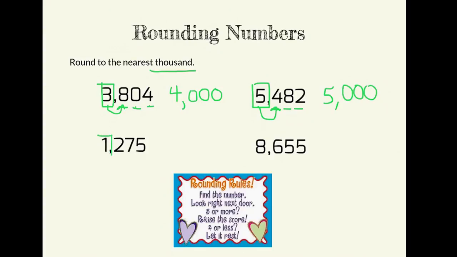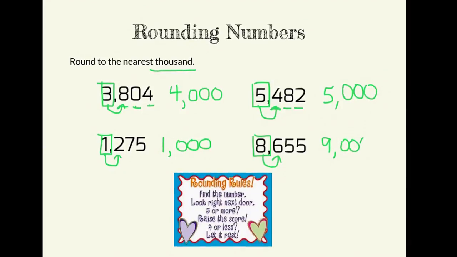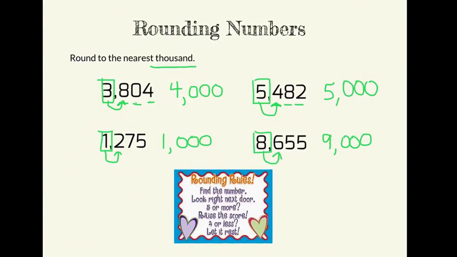1,275 has a 1 in the thousands place. Look right next door. 2, 4 or less, let it rest. 2 is not strong enough, so 1 will stay the same. All the numbers after change to zeros, so that rounded to 1,000. 8,655 has 8 in the thousand place. Look next door. 6, 5 or more, raise the score. So 6 will bump my 8 up to a 9. All the numbers after change to zeros, so that rounded up to 9,000.